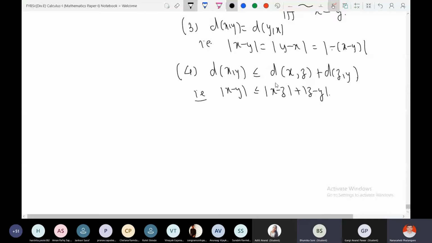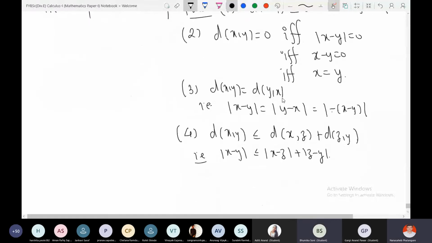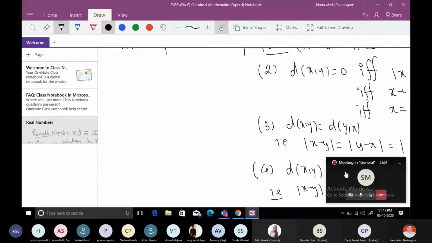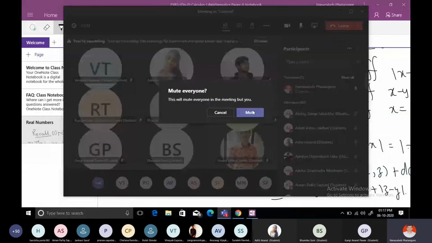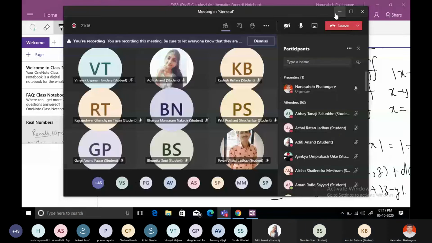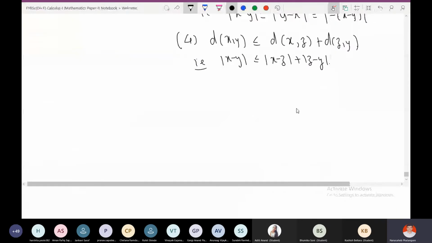So what is this? The last property. What is the last property? Do you understand what is the last property? The triangle property. Yes, triangle inequality. Right? So the last property is simply triangle inequality.